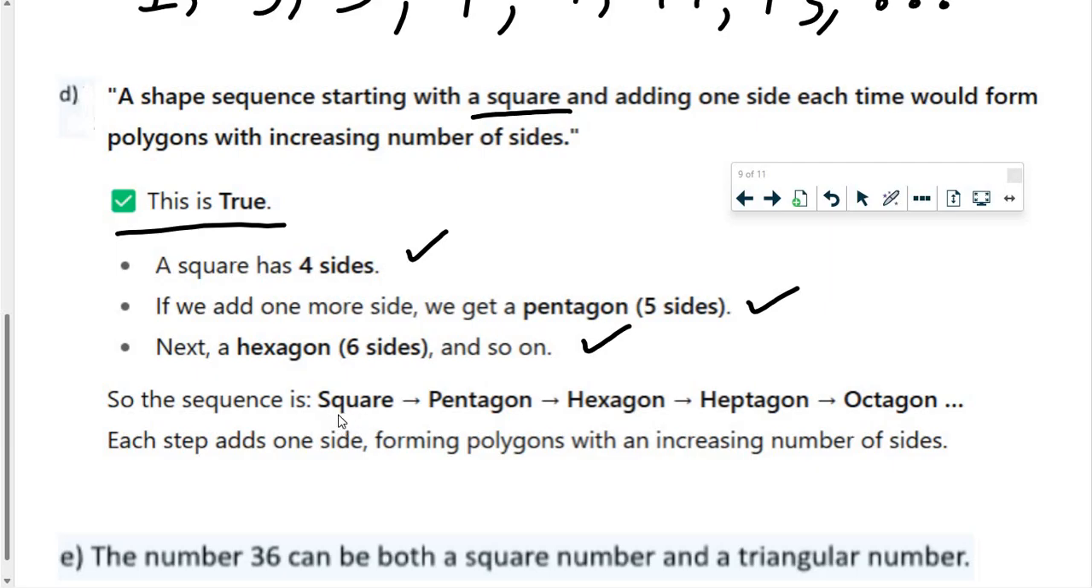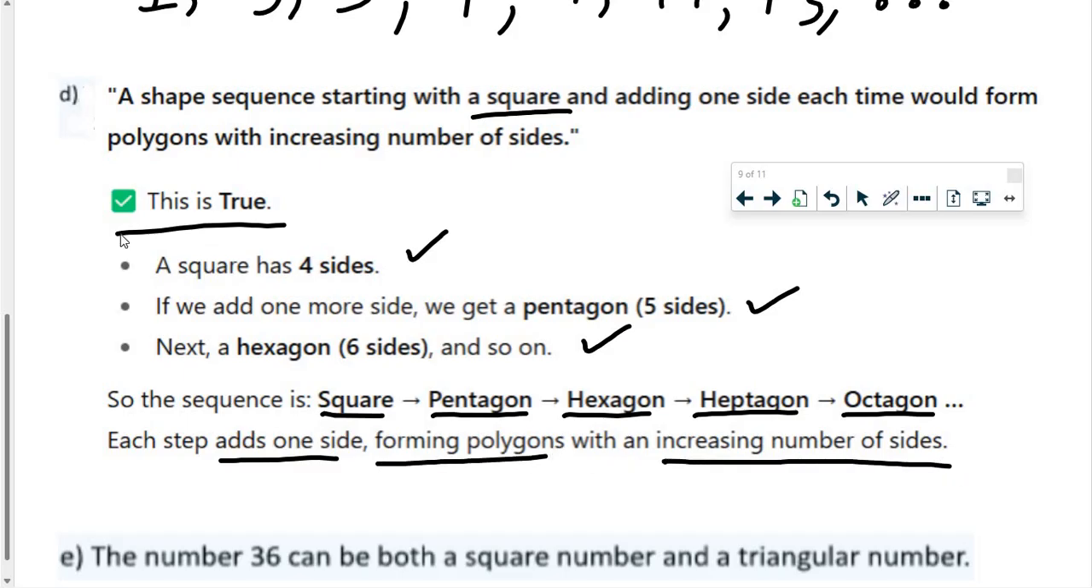When you add one side to the square, you get a pentagon. Add one side to a pentagon, you get a hexagon. Add one side to a hexagon, you get a heptagon. Add one side to a heptagon, you get an octagon. And the sequence continues. So each step, when you add one side, it forms polygons with an increasing number of sides. So this sentence is true.